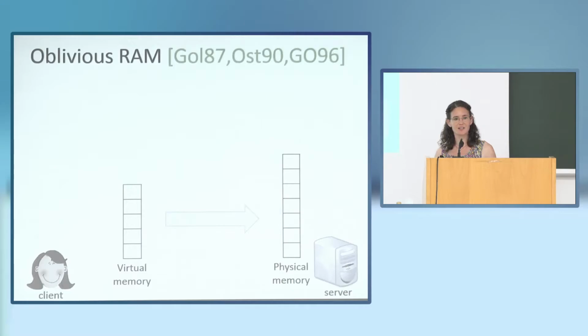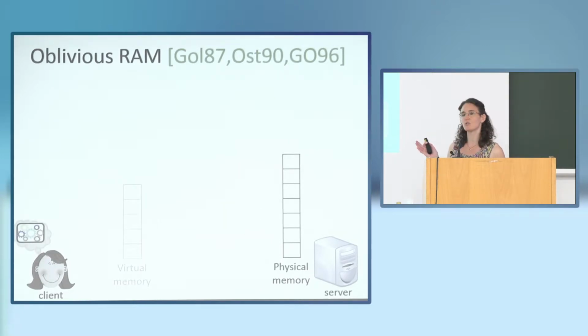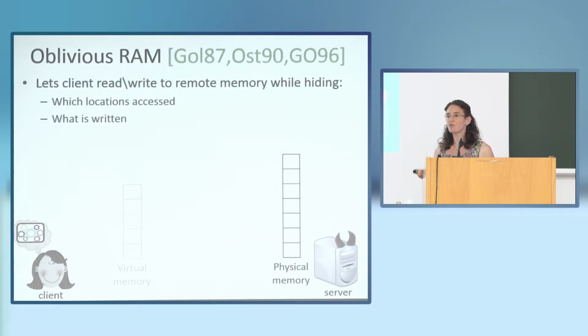so what are we interested in? Oblivious RAM, ORAM, introduced by Goldreich and Ostrovsky in the 80s and 90s. We have a client. The client has some large database or virtual memory she doesn't want to store locally. She wants to delegate it to a remote server. The server is going to store it in physical memory, and the client is only going to store a small state. And after this setup phase, the client can access the database, so read from it, write to it, while hiding everything. So hiding whether she's reading or writing, which location she's accessing, and what she's writing into this location.